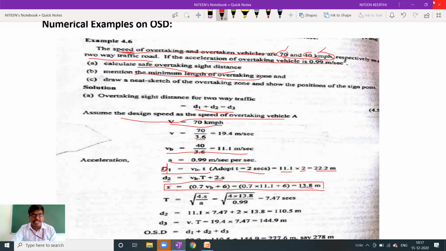In a similar way, we need the time, capital T, which is the time taken during the overtaking operation. That's why we denote it by capital T. So that is square root of 4s by a. If you know s, then only you can determine capital T here. So capital T is equal to square root of 4s by a, and a is 0.99 meter per second square, which has been given. So you'll get T as 7.47 seconds.